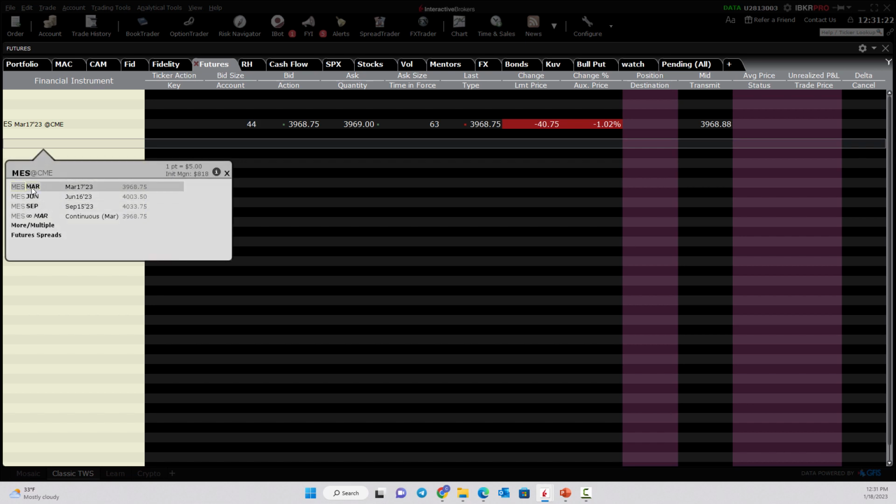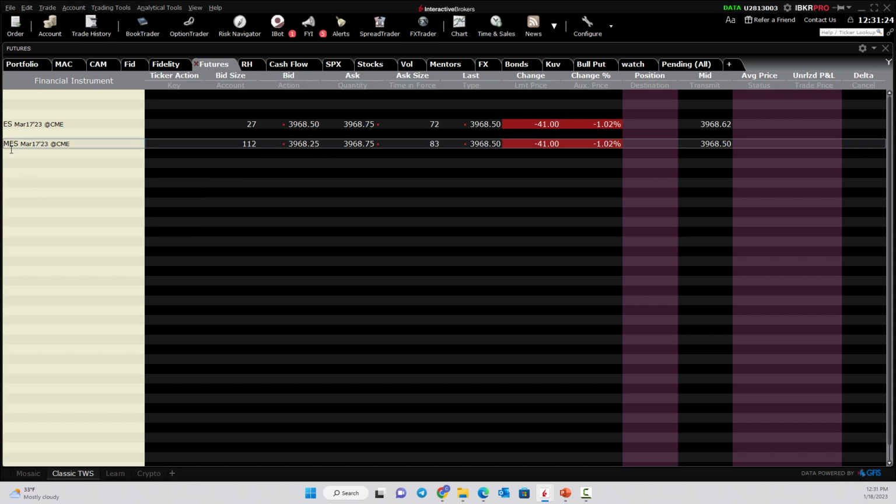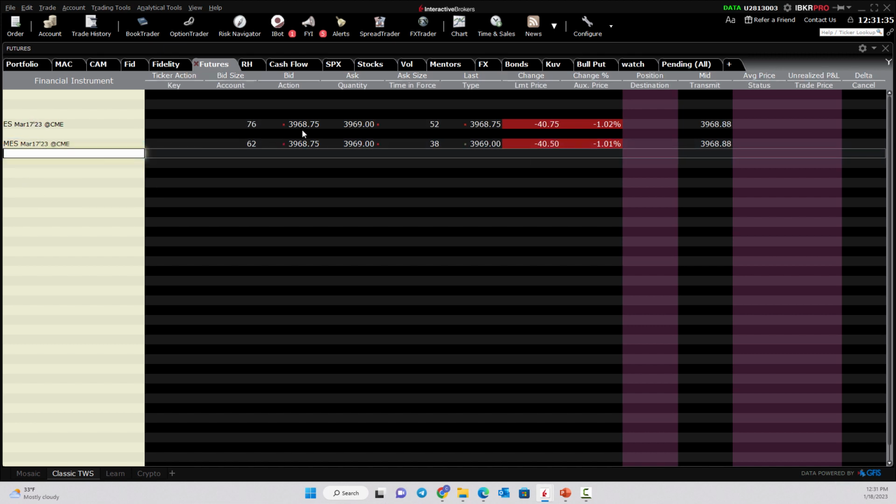And that's the MES is the symbol. ES is the full-sized. MES is the micro future. And what's a micro future? Well, it's 1/10 the size. You'll notice that this is literally the exact same contract, and they'll trade in lockstep, and they'll have very similar liquidity characteristics and so on.